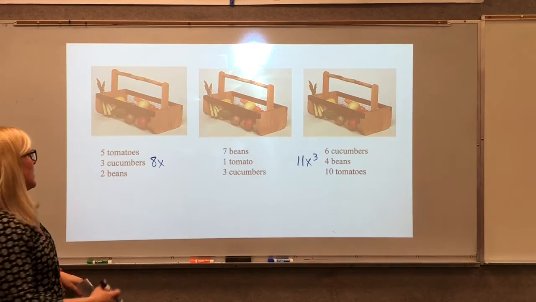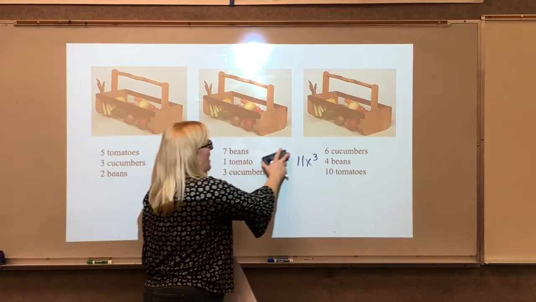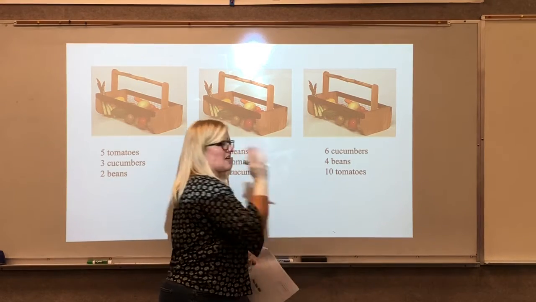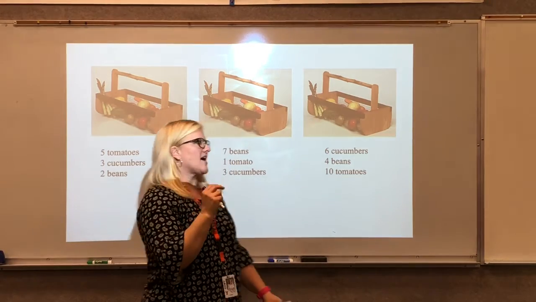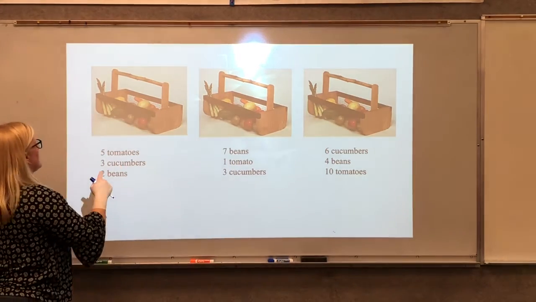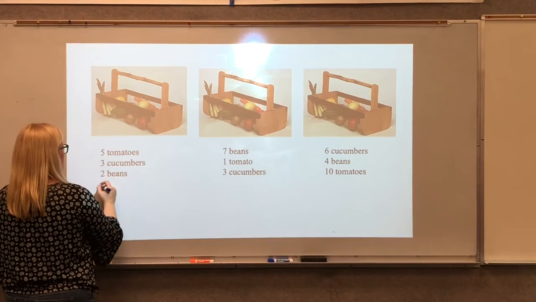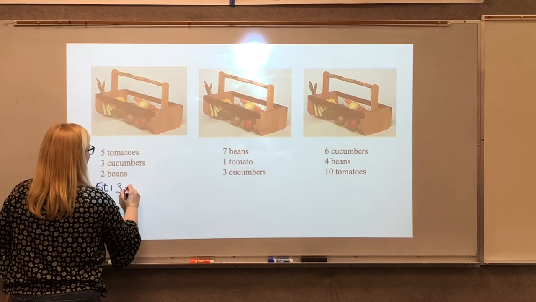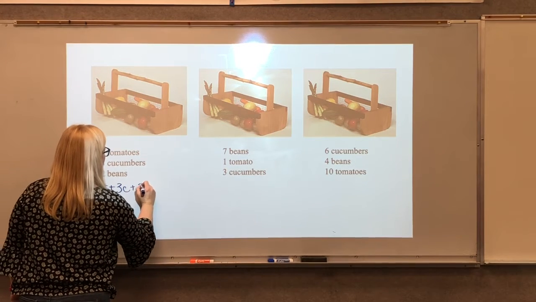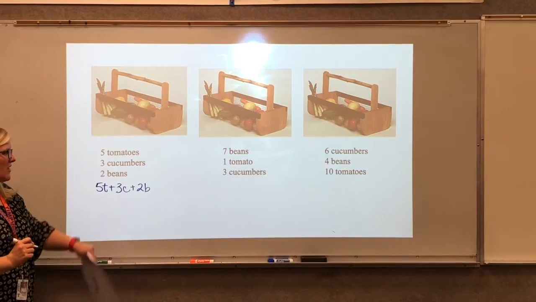Okay, so here's an example. Let's say I have 3 baskets. I sent my kids out to go pick vegetables in the garden, and they come back, and this is what they have. So let's say Oliver has 5 tomatoes. I'm going to say T. So 5 tomatoes and 3 cucumbers and 2 beans. That's what I just wrote down right there.